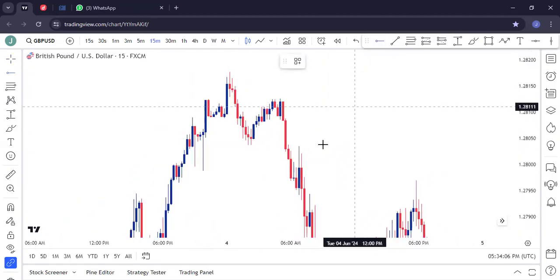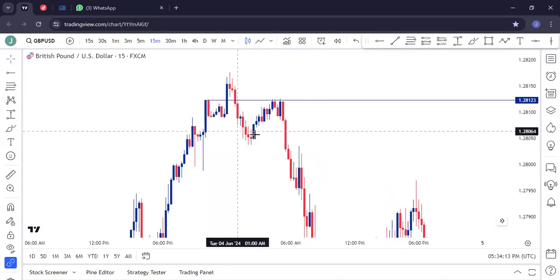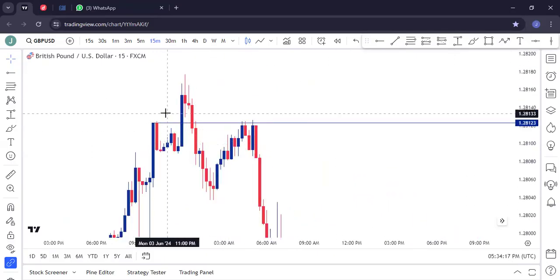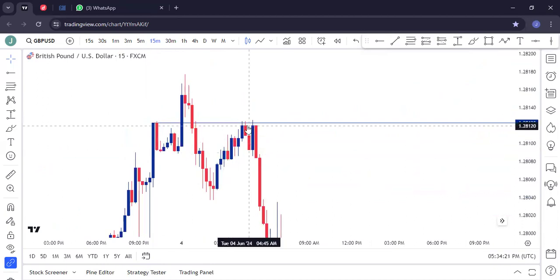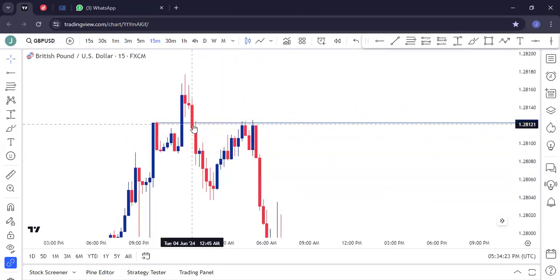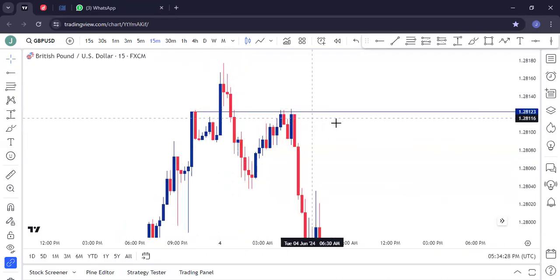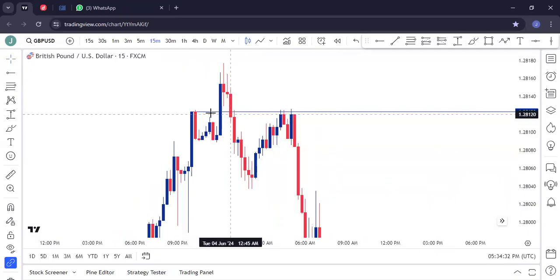Look closely. This is the entry point here, as you can see. After this break of structure, the market created change of character. Then the market came to this point and bought. Now, what kind of liquidity engineering is this? Yeah, this is simple compressive liquidity engineering.